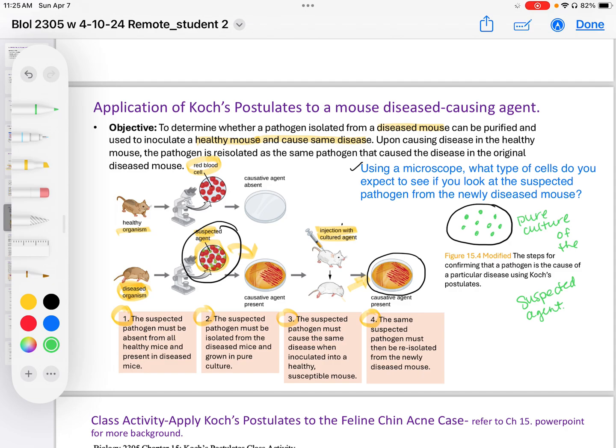If you thought about this picture where there are red blood cells, that is also on track. But just be mindful that here at the end, this causative agent was isolated in pure culture on an agar plate, and this agar plate is going to be growing up that organism. And from the picture, it's going to be that green one.